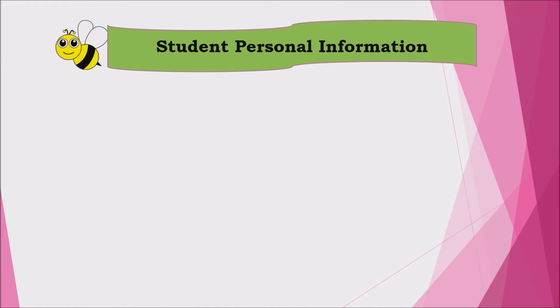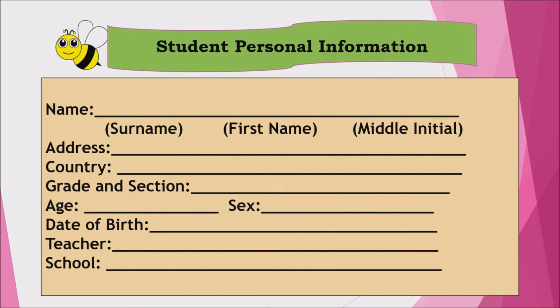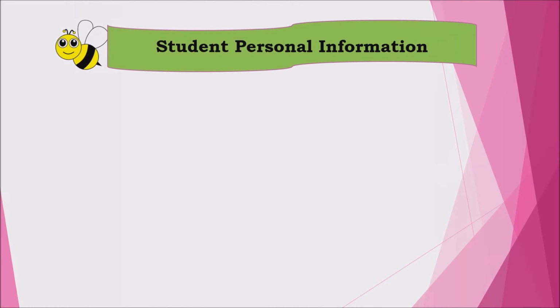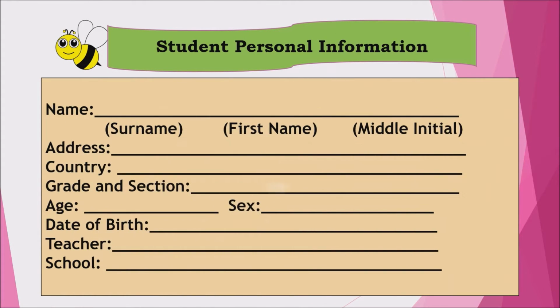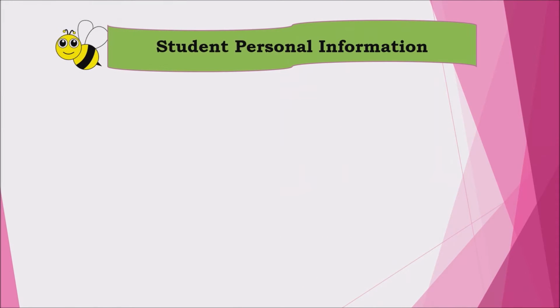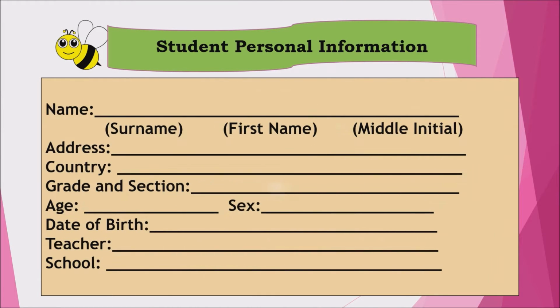Another information is the address. Indicate your house number if any, street, barangay, town, and province. The next to be answered is the country. It is the name of the country where you live. Another one is your grade and section. Here, you should write your current grade and section.